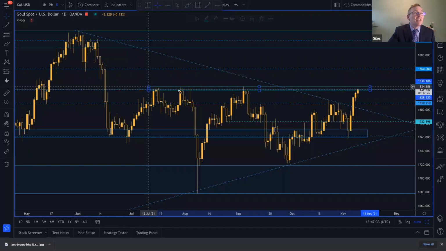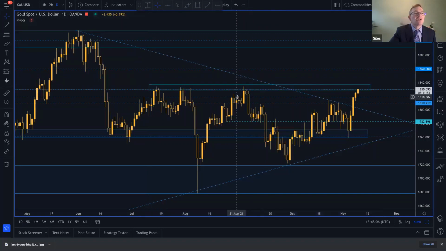Now, you see here, this is resistance. People get confused. They say, oh, where's the line? Is the line here? Should I just do it through the body? Is the line here above the wicks? No, when you have horizontal support and resistance, don't think of it as a line, think of it as a zone, a bit like a belly, you know what I mean? So now what we can say is gold is now moving into this overhead resistance, right?